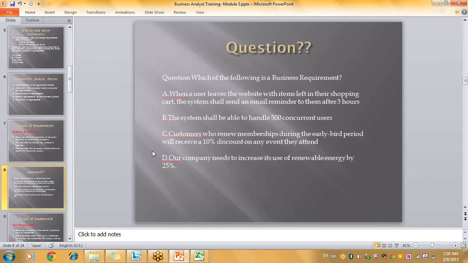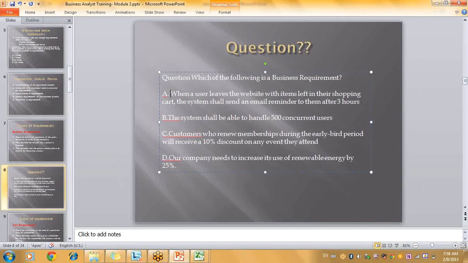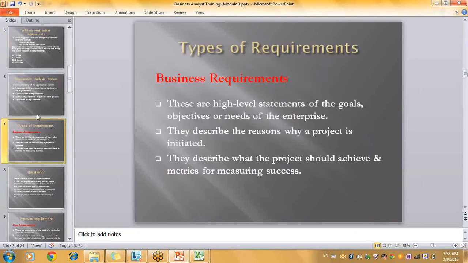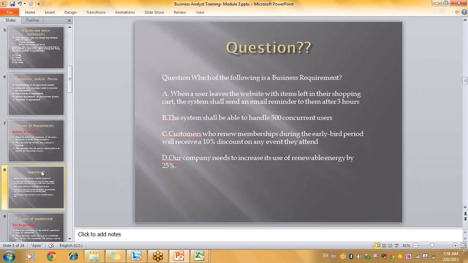Yeah, so next, now let's see. Which of the following is a business requirement? A, when a user leaves the... New memberships during the early bird period.